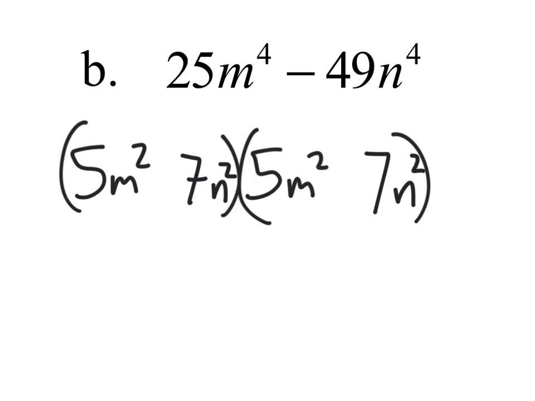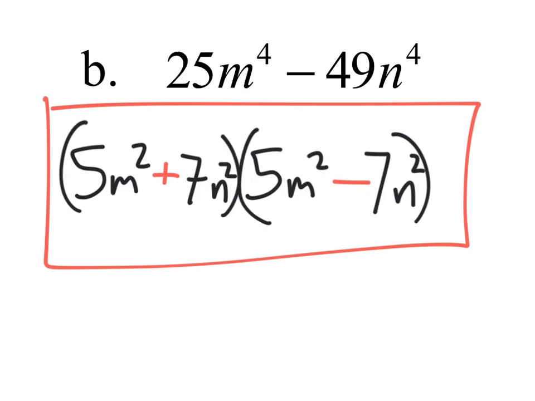And then we see it's n to the fourth, so we can do n to the second, 7, n to the second, but we can't forget the signs, critically, because this is a difference of perfect squares. We're going to have a positive in the first set and a negative in the second, and so we just factored that. And if we FOILed this, that would simplify to 25m to the fourth minus 49n to the fourth, and this is, ladies and gentlemen, our answer.